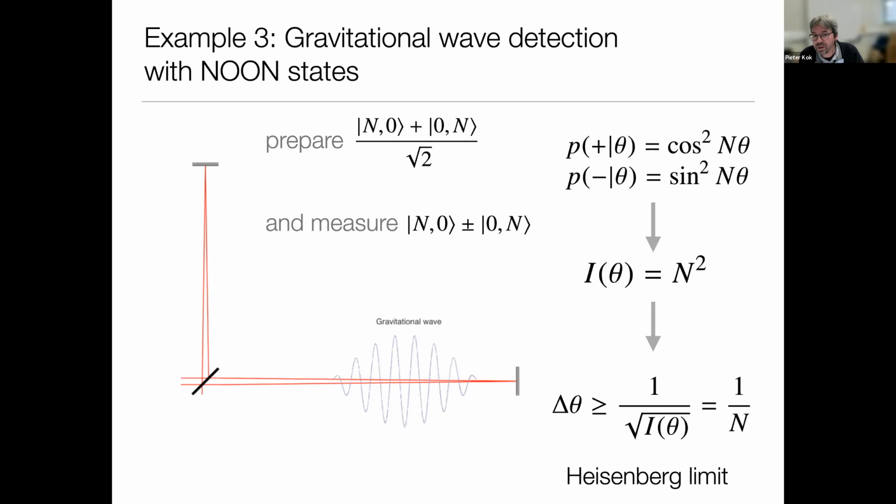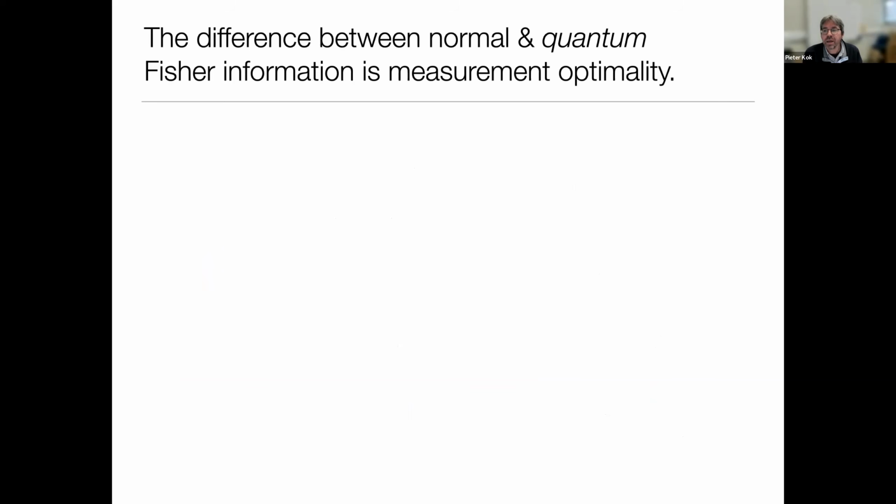And this is what's called the Heisenberg limit. So this is very difficult to implement in practice, but this is the theoretical maximum of what you can achieve in terms of the precision with a finite number of photons. Okay, so this is all about the classical, the normal Fisher information, which is all about measurement outcomes. And then there is an extension called the quantum Fisher information, and this is about measurement optimality.